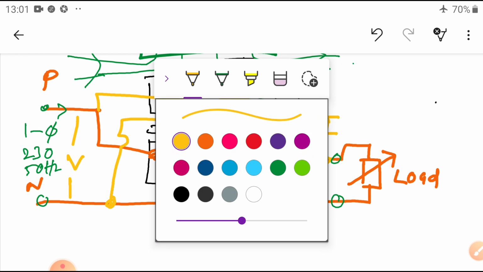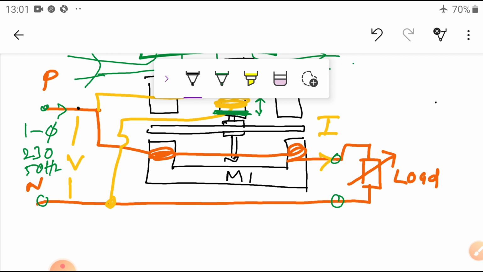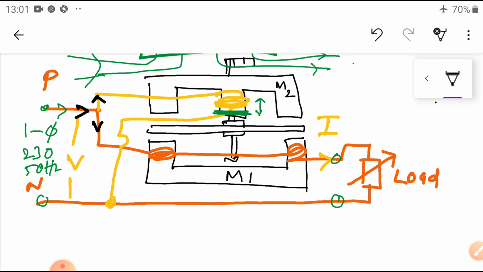Take this violet color or black color, you can take the black color. Okay, so what has happened? The current which is coming here is passing in this direction and this direction, you can see it. Once the current is flowing in the PC coil and coming here, through the return path, that means the circuit is closed.